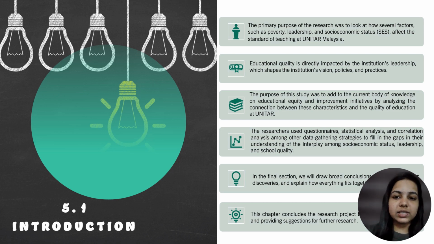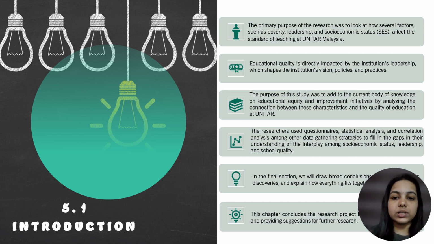The next section will analyze each variable and its effect, with the researchers using questionnaires, statistical analysis, and correlation analysis, among other data gathering strategies, to fill in the gaps in their understanding of the interplay among socioeconomic status, leadership, and school quality. It will examine the educational climate at UNITAR in great detail, offering a detailed analysis of the study's findings and consequences. In the final section, we will draw broad conclusions, highlight important discoveries, and explain how everything fits together. The recommendation section will next provide concrete plans and solutions for resolving the highlighted issues and elevating the standard of education at UNITAR in light of these findings.